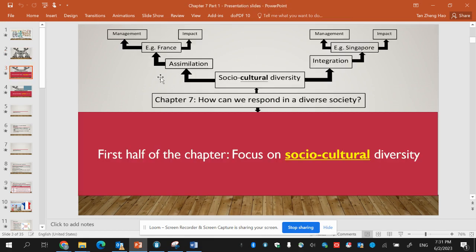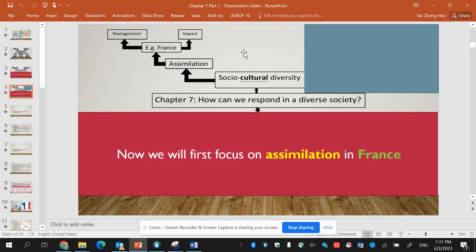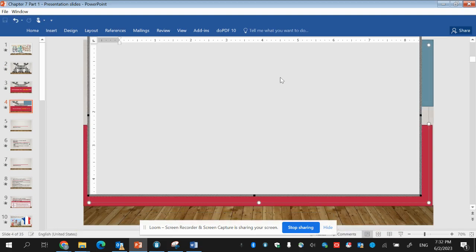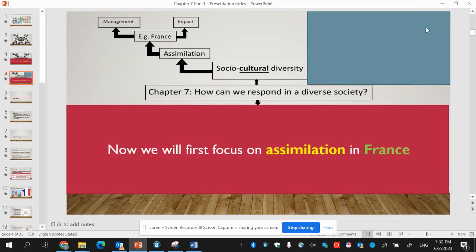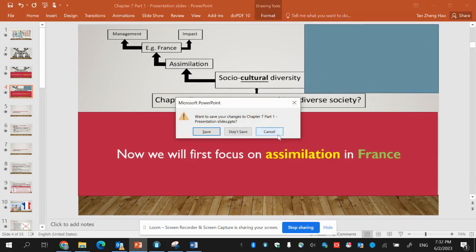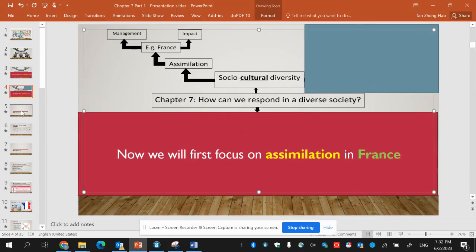Looking at France today, you need to know there are many diverse groups of people in France, many different groups of races. So we're going to see how France manages all these different groups of people using the method of assimilation.